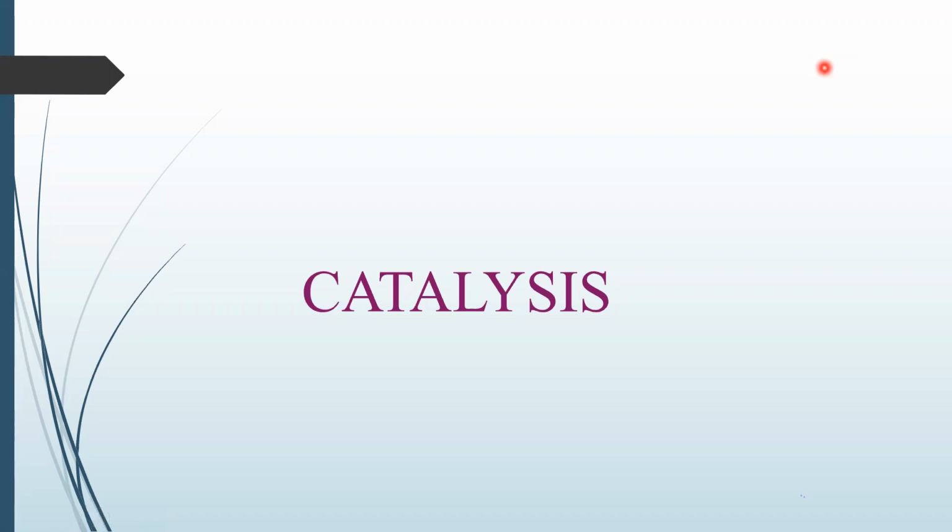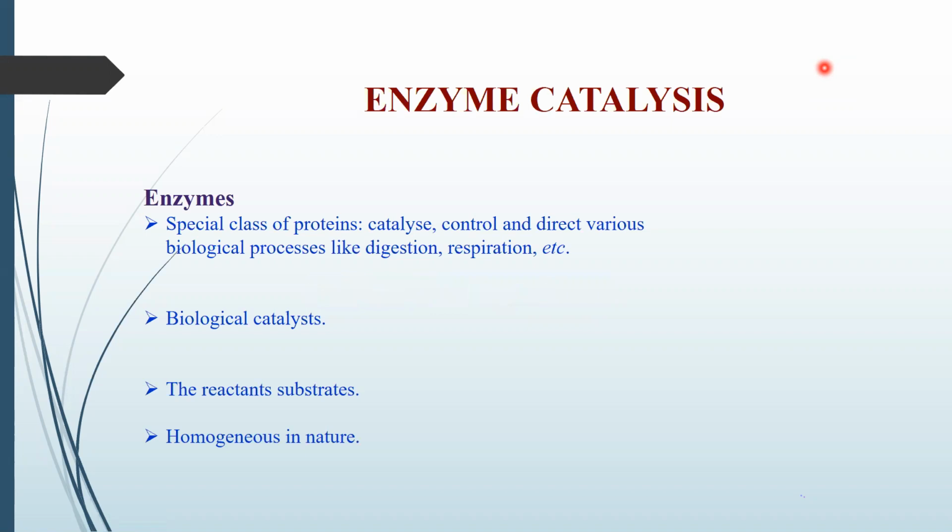It is coming under the topic catalysis. Enzyme catalysis is an example of homogeneous catalysis. We know that enzymes are a special class of proteins. They catalyze, control and direct various biological processes like digestion, respiration, etc. So they are known as the biological catalysts. In enzyme catalysis, the reactant is known as the substrate.